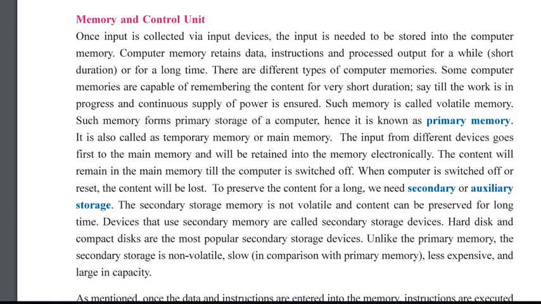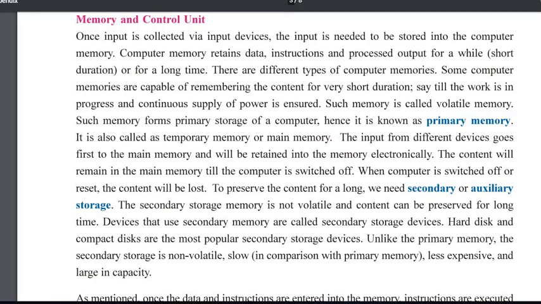The content will remain in the main memory till the computer is switched off. As I told you, when you switch off the computer, the main memory, meaning primary memory, is lost. If you want to store it for a long time, you have to use secondary storage. For example, the hard disk and compact disk are the most popular storage devices. Unlike primary memory, secondary memory is non-volatile, slow, less expensive and large in capacity.